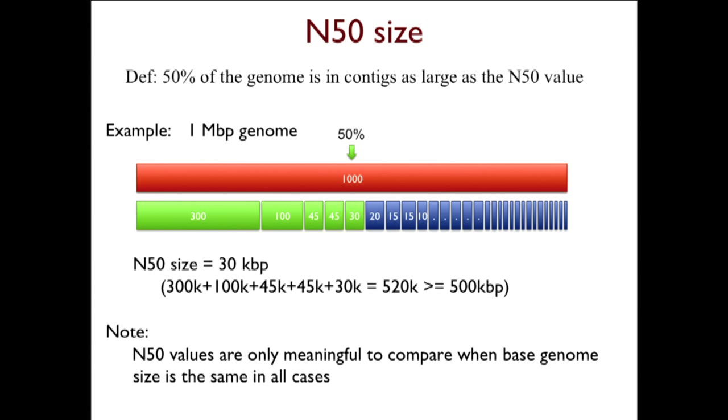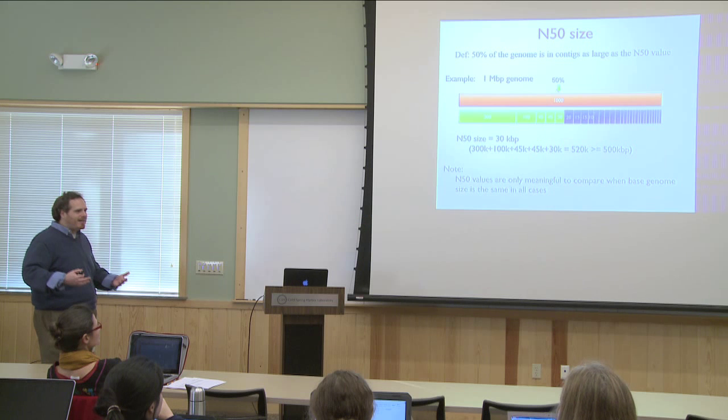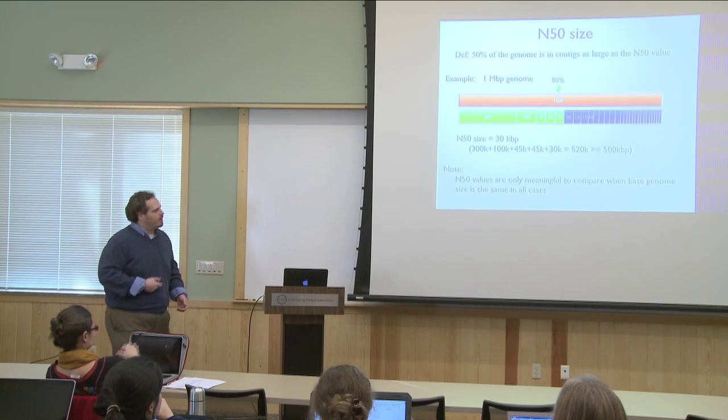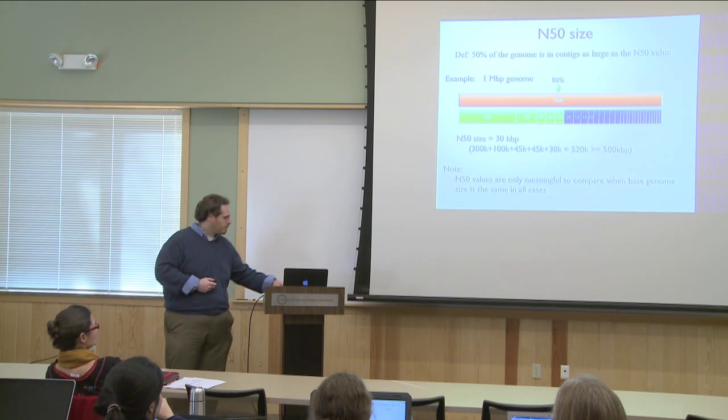You can think of this as a weighted median, if you will. It's sort of average in that sense. Some of the contigs will be much bigger. It's common to have this long tail of lots of tiny contigs around the more complicated repetitive elements. But as a very high level summary of how one assembly compares to another, this is a pretty standard way to approach this.